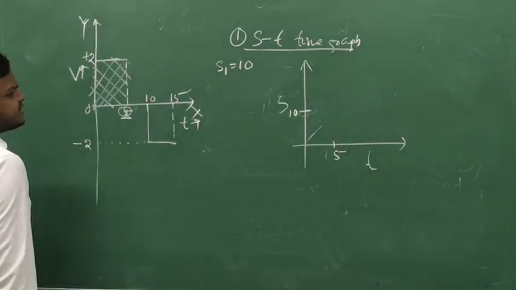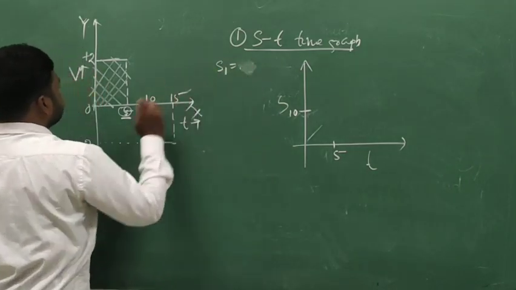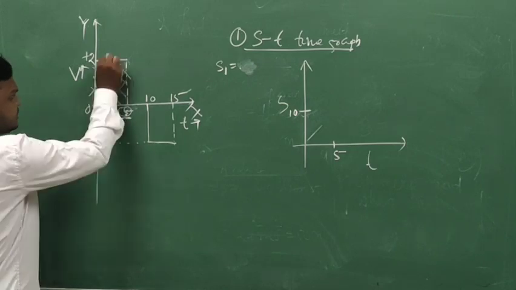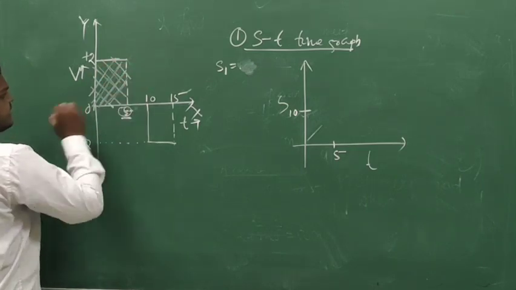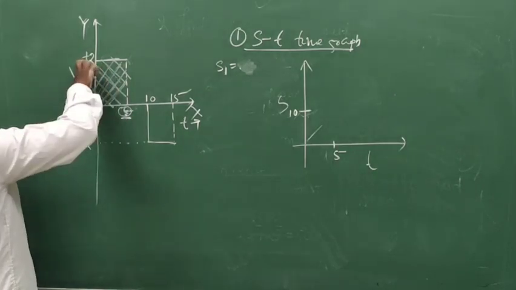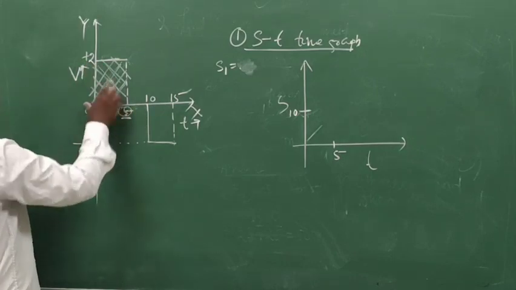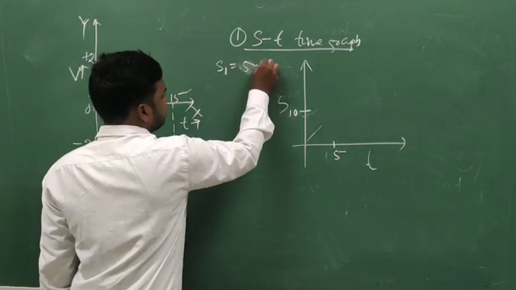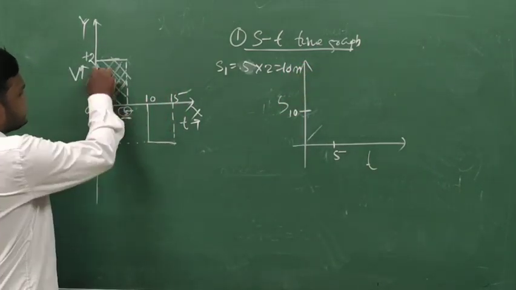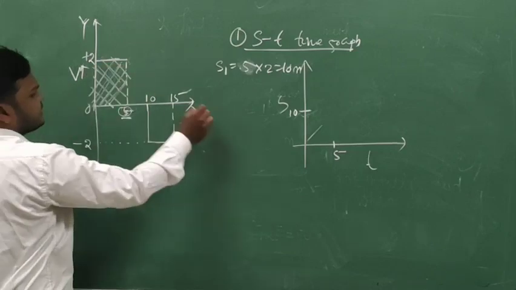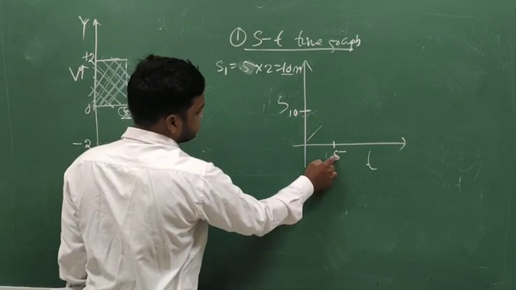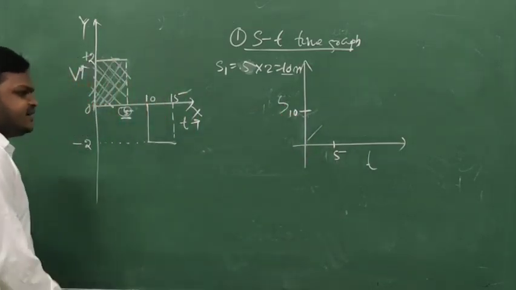How can you obtain this displacement? Displacement is the area under the VT graph. Then in this time 5, the area covered by this VT graph is length into breadth, 5 into 2, that's 10. So in 5 seconds the distance covered by this VT graph is 10 meter. So in 5 seconds, displacement time graph with respect to 5 seconds, distance is 10.